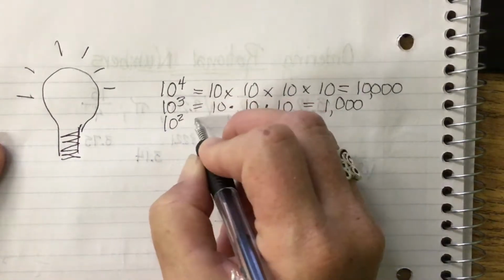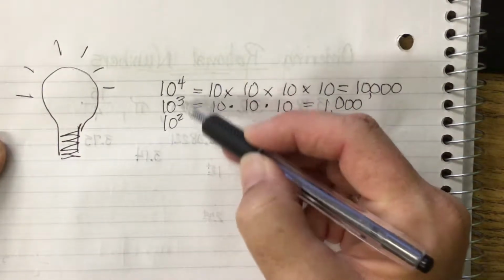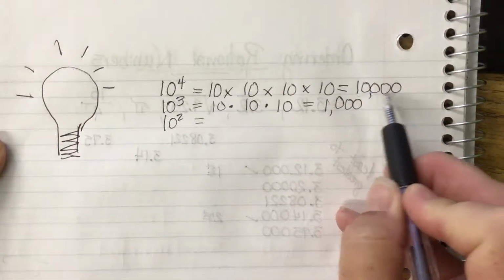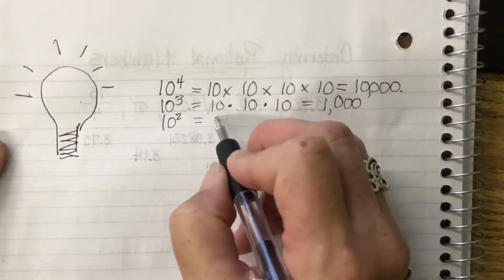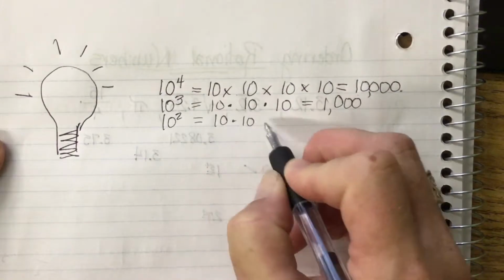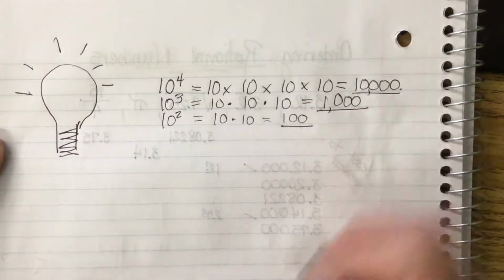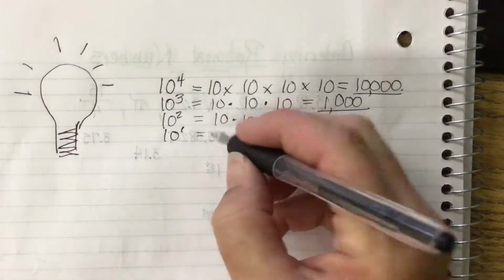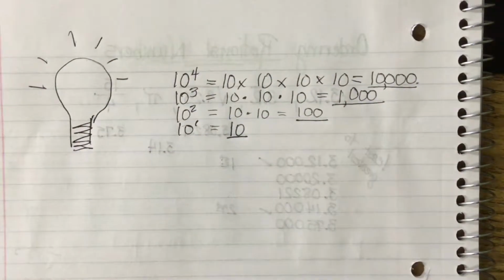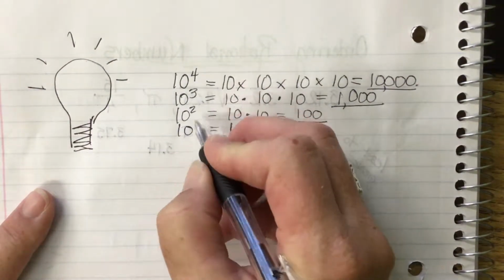Now 10 squared, and if you notice my exponents are getting smaller here, aren't they? So a positive exponent, look at where the decimal is, it's a large value. 10 times 10 is 100. What do you think 10 to the 1 is going to be? That's right, 10. Now what if we keep on going down? So 4, 3, 2, 1.